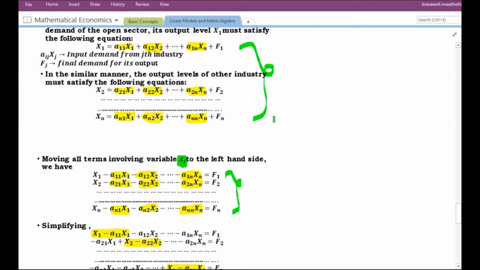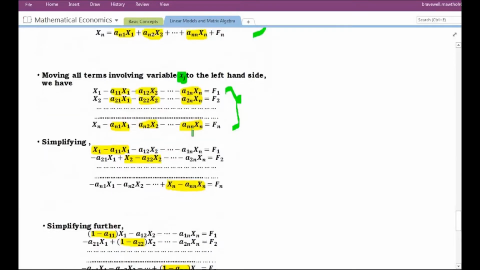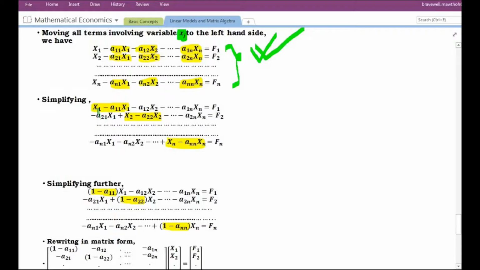Now moving all the terms involving variable xj to the left hand side, that is moving all the terms highlighted in yellow color in this set of equations to the left hand side, we obtain this set of equations. Let us simplify further by arranging all the terms in each equation having common variables together. In the first equation, we have two terms having the common variable x1. In the second equation, we have two terms having the common variable x2. And in the nth equation, we have two terms which have the common variable xn.